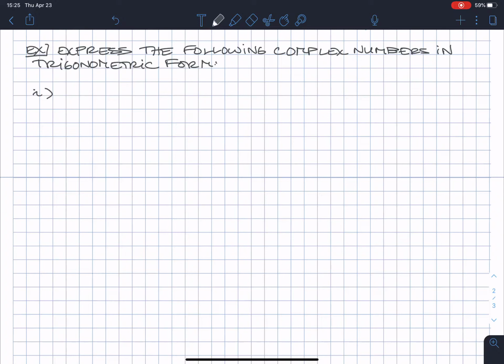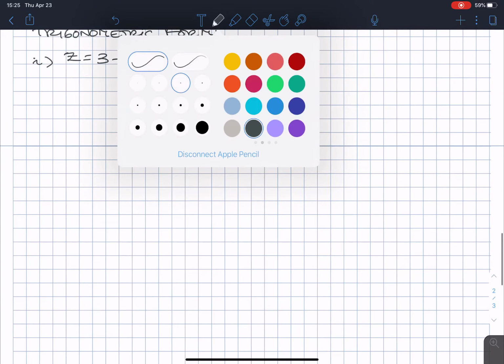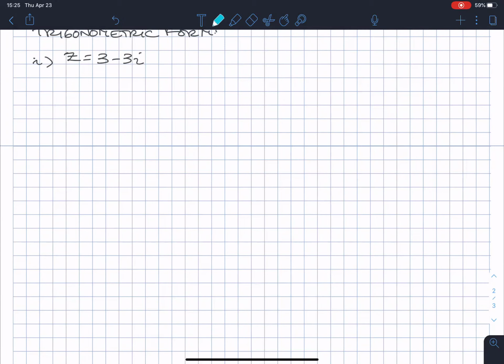Okay, so number one. Let's say we have z is equal to 3 minus 3i. So what is the modulus or radius of z? r, which is the modulus of z, is the same as the magnitude. It's the square root of 3 squared plus quantity negative 3 squared, so the sum of the squares of the real and imaginary parts. So this is going to be the square root of 2 times 3 squared, right? I have 3 squared, so that's 3 root 2.